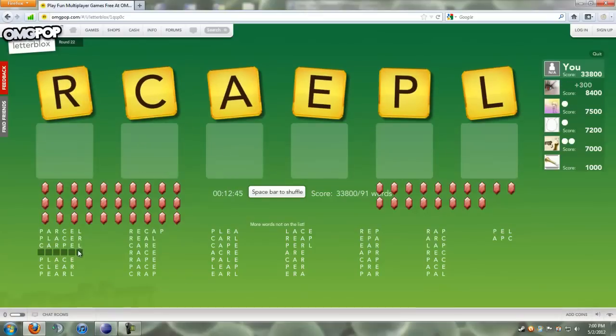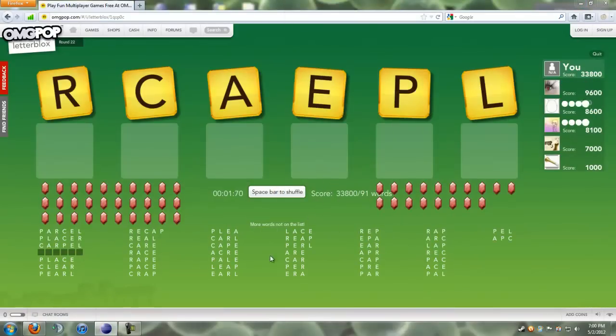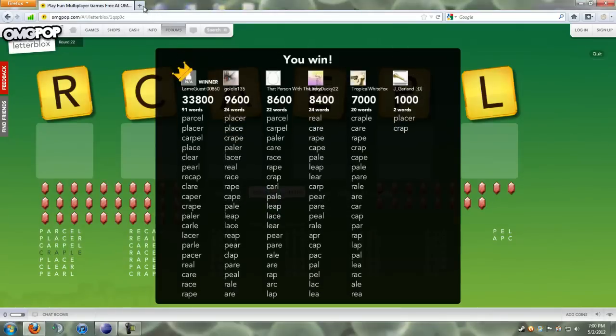I still don't know what this long one is. I bet when it shows up, it probably won't be a very common word at all, or else it would have found it and then typed it in. But we'll see what it is. Crapple. Okay. Just out of curiosity, we'll see what Crapple is.